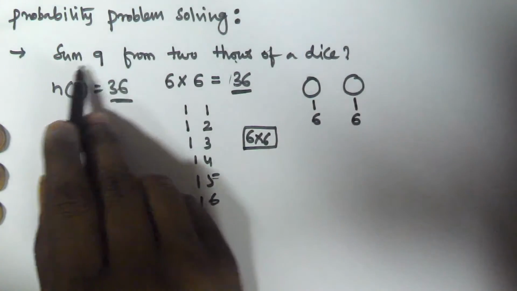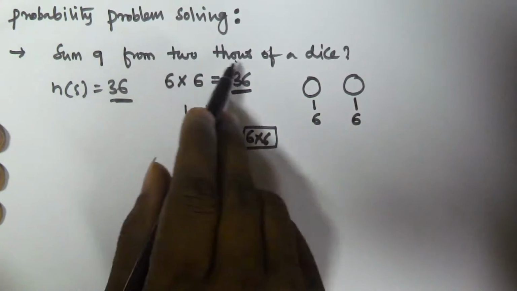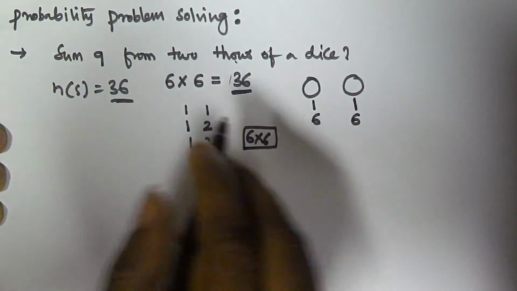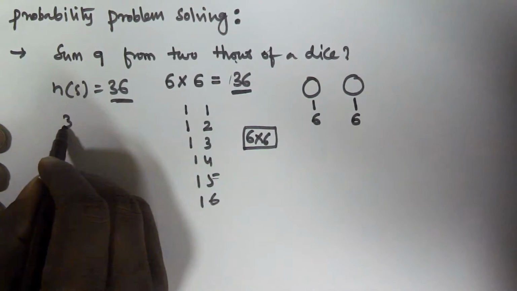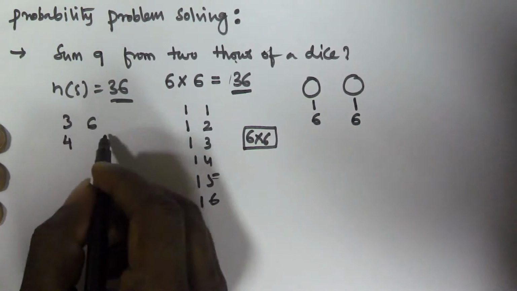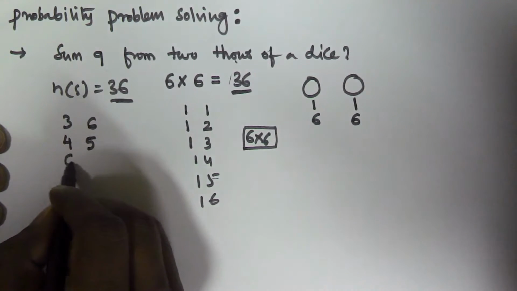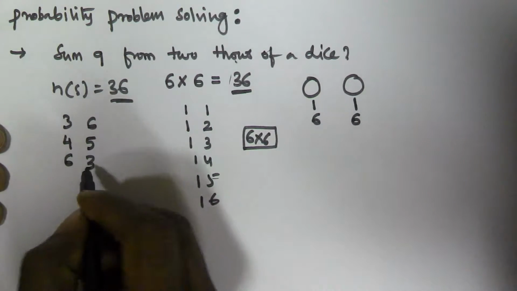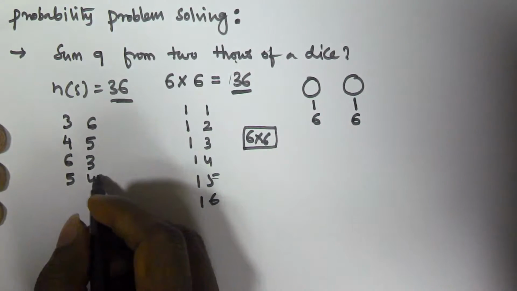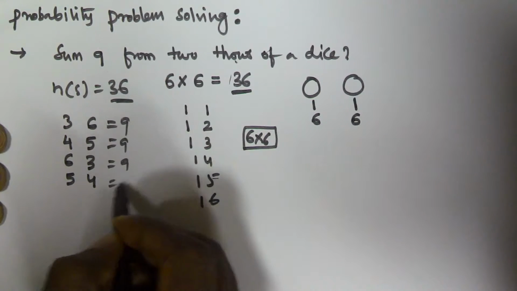We have to find the case where the sum is 9 in two throws of the dice. The sum is going to be 9 when the first throw is 3 and the second throw is 6. Otherwise, the first throw contains 4 and the second throw contains 5. Otherwise, the first throw contains 6 and the second throw contains 3. Otherwise, the first throw contains 5 and the second throw contains 4. In all these cases, the sum is going to be 9.